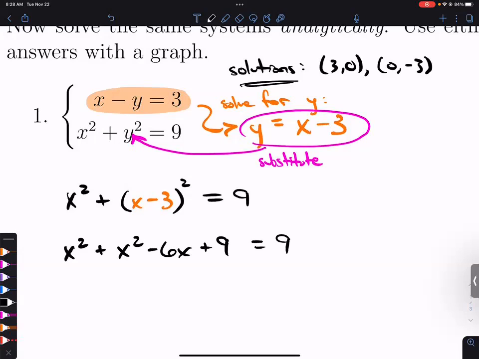This is quadratic. A lot of these are going to end up being quadratics to solve, just because a lot of the stuff that you're going to see is quadratic, because we know how to solve those pretty well. It's not that they have to be. So I'm going to move everything to one side and combine like terms. 2x squared minus 6x. Subtract 9 from both sides, so it equals 0.